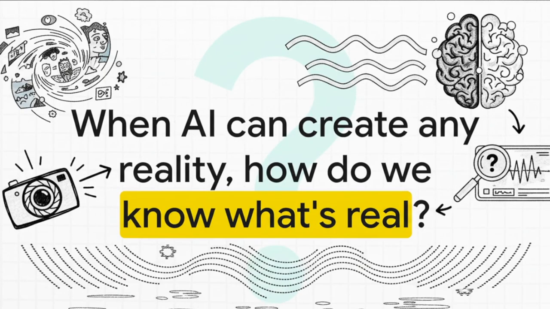And that really brings us to the final big question that's just gonna hang in the air. This technology is getting so good, so fast, that it won't be long before it can create photorealistic video of pretty much anything you can dream up. So that leaves us with a pretty heavy thought to chew on. When an AI can create any reality, how will any of us know what's actually real?